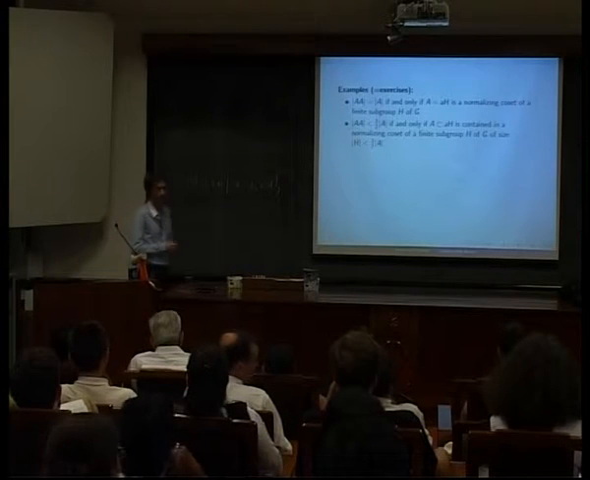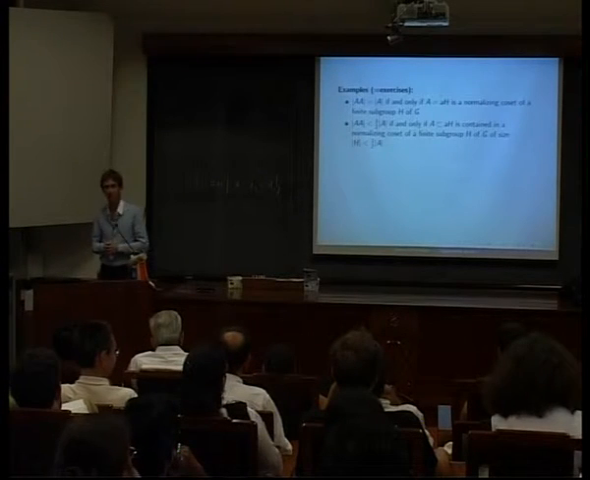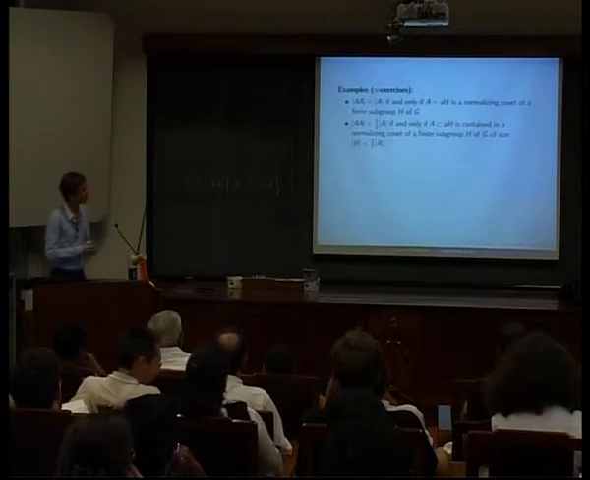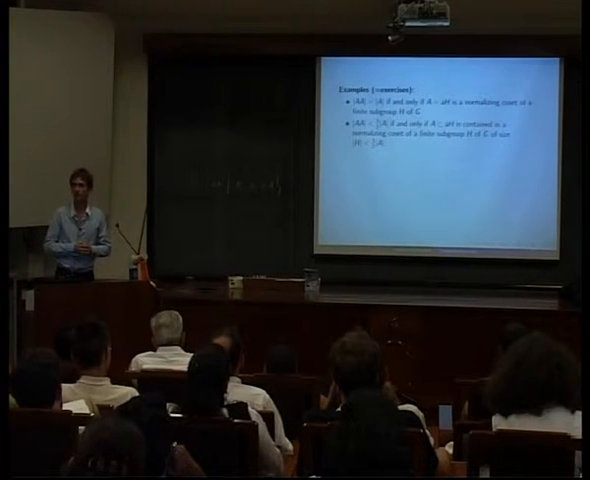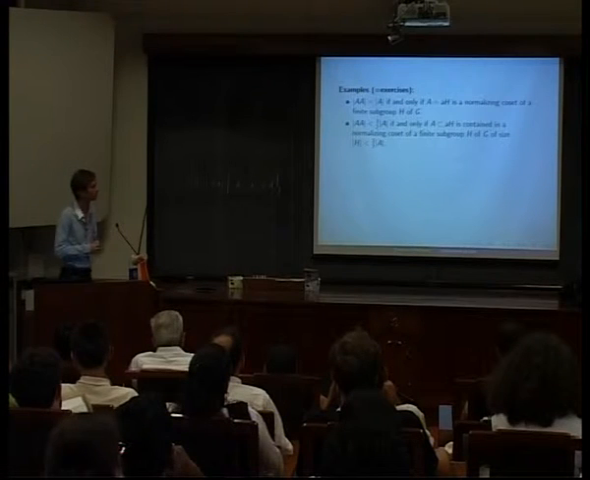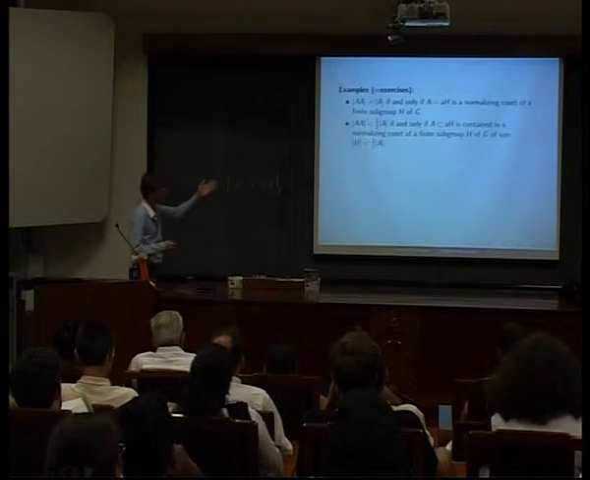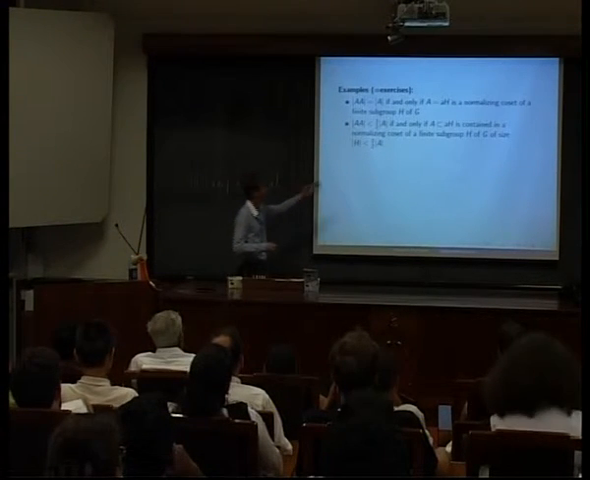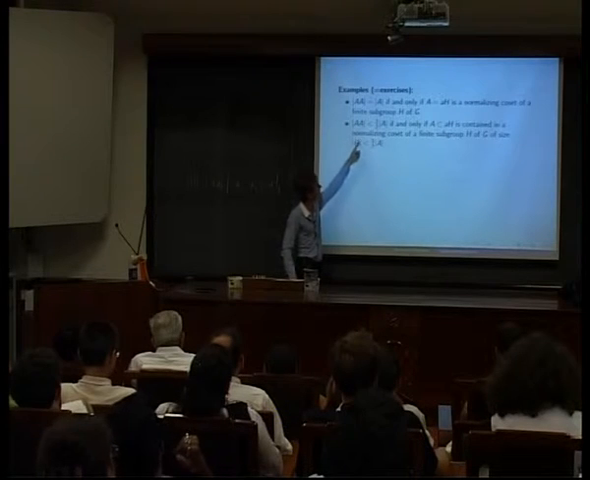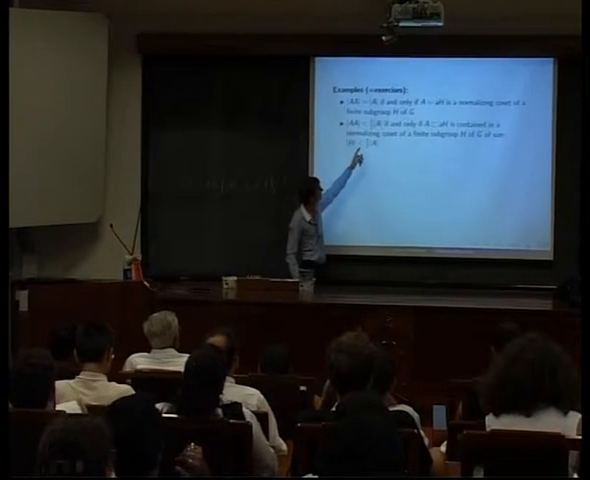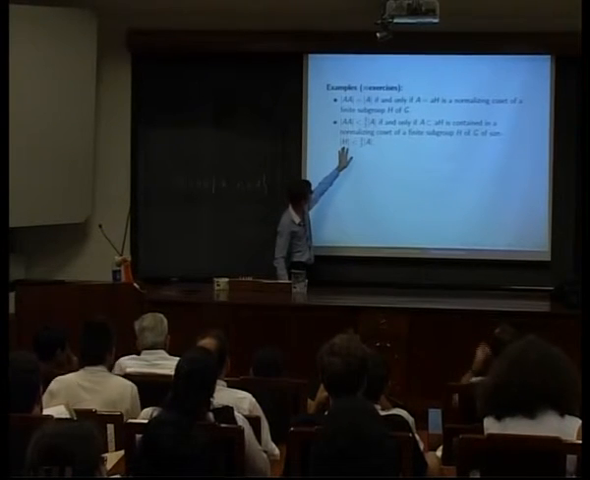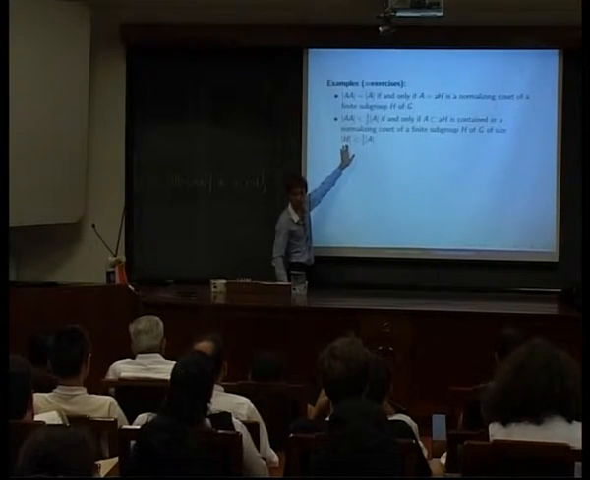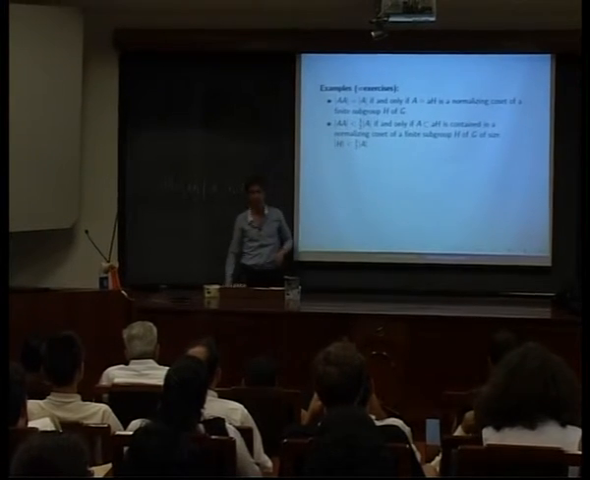Well, then it's quite remarkable that you can say something actually. So you can say that A is contained in a normalizing coset of a finite subgroup. Okay? And a finite subgroup that is not much bigger than the size of A. So if A times A is less than 3/2 the size of A, then A is contained in a normalizing coset of H, where H is a finite subgroup of size at most 3/2 of A.